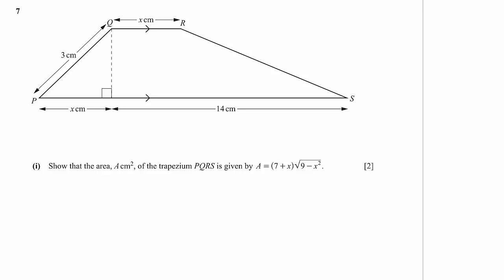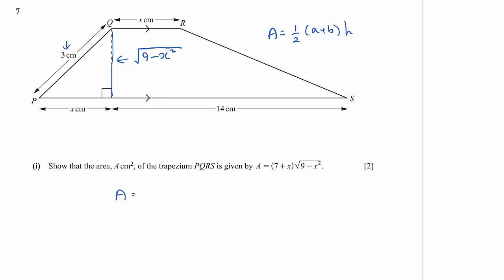So we're given this trapezium here, and we're asked to show the area is given by this expression here. Well, if you think about the formula for the area of a trapezium, it's A is equal to a half the sum of the parallel sides times the distance between them. And here we don't know the distance between them, the vertical height, but we could use Pythagoras just here, and we would get that this side would be the square root of 9 minus x squared. Note that the 3 is the hypotenuse.